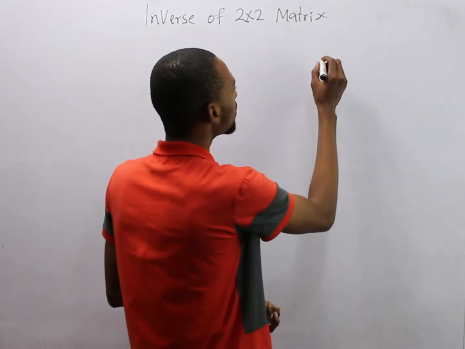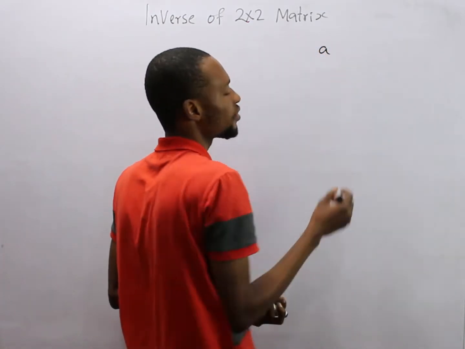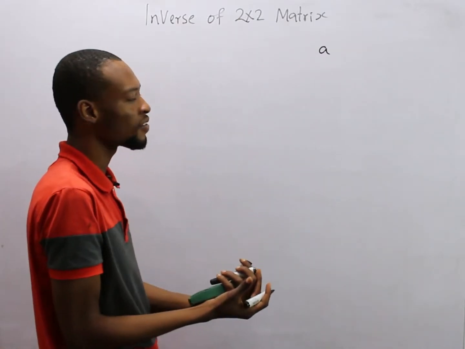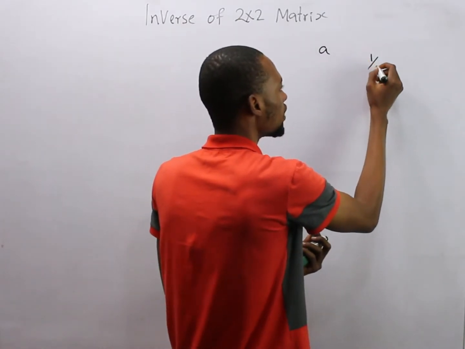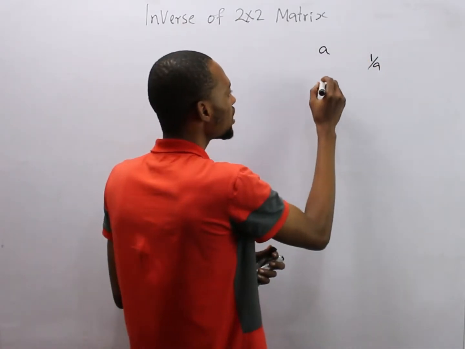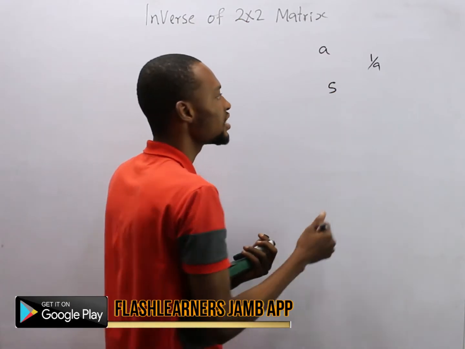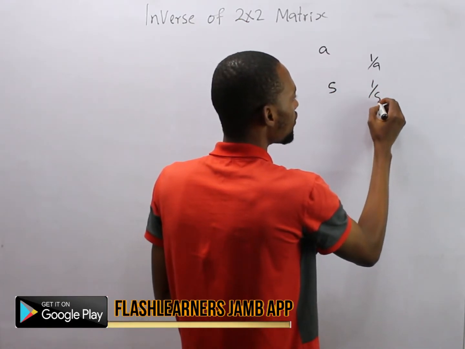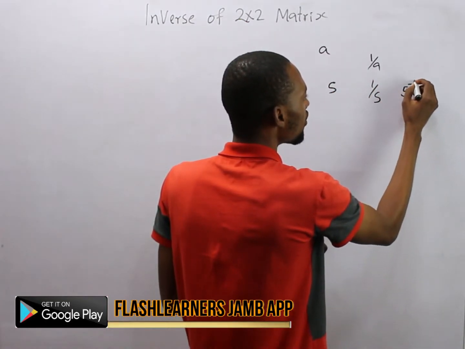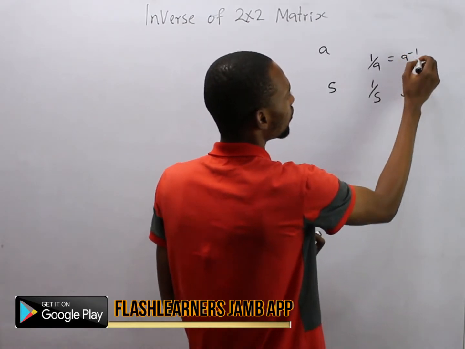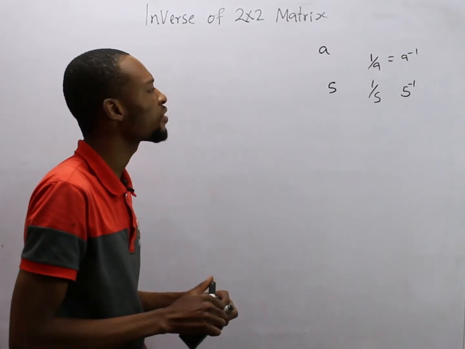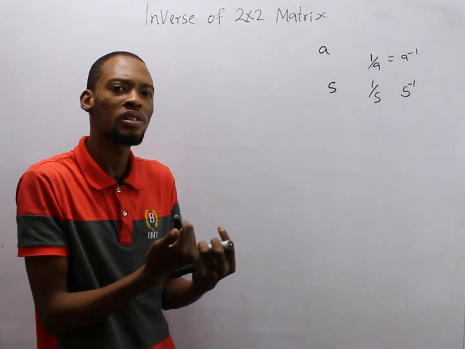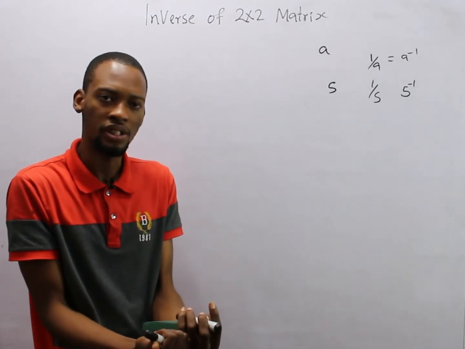Now, what is inverse? If I say A, for example, the inverse of A is simply 1 over A. If I say 5, the inverse is simply 1 over 5, or 5 raised to the power of minus 1. How about for matrices? How do we solve for the inverse of matrices?